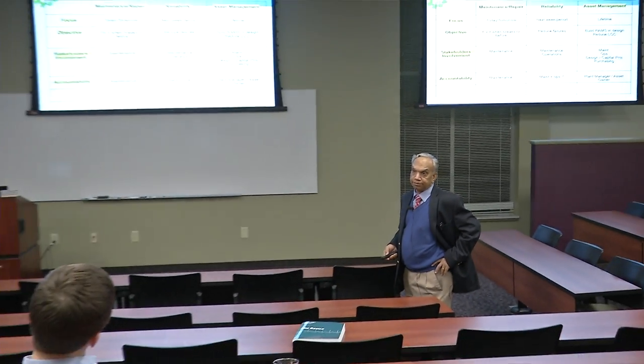So the focus: maintenance repair is today. Reliability was next week or next period, whereas asset management is now a lifetime. The objective: fix it, reduce failure, reduce lifecycle cost. Who is involved? Maintenance, operations and maintenance, everyone in the plant. Accountability: maintenance, operations, the asset owner. The plant manager is responsible and accountable for that.